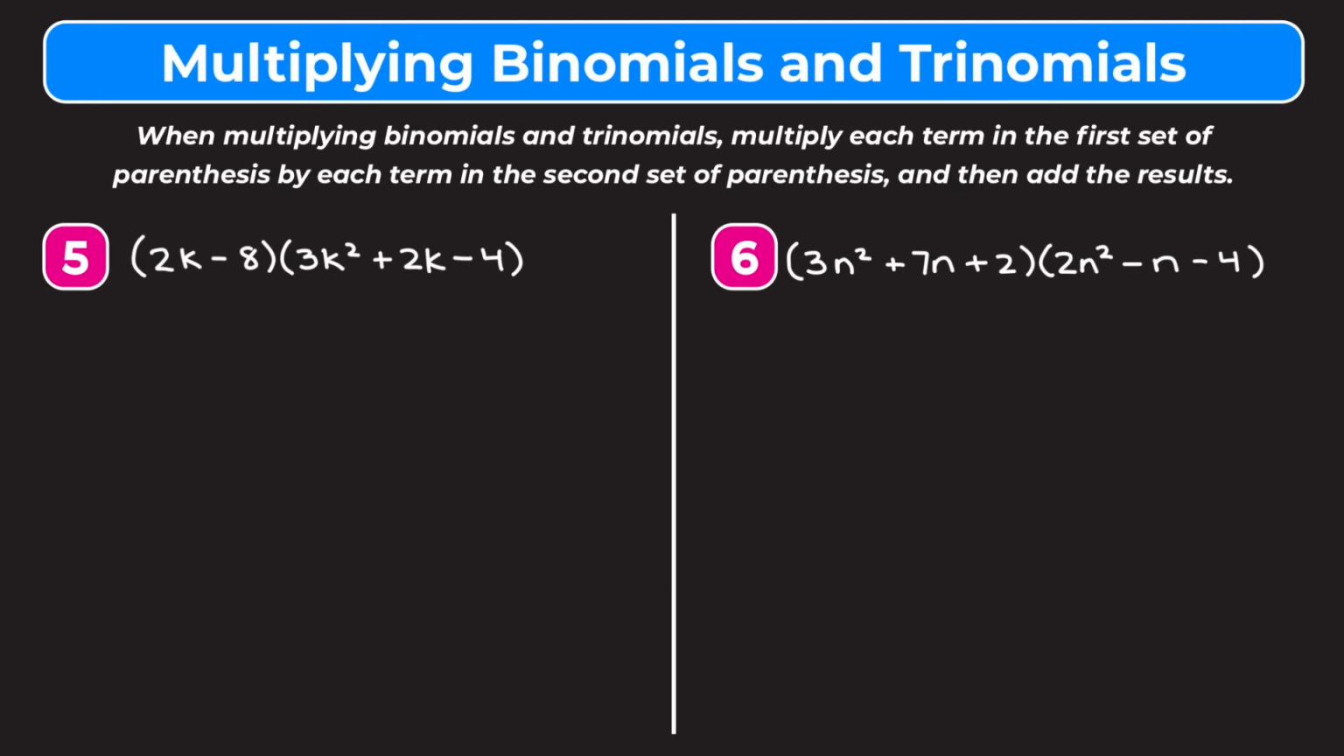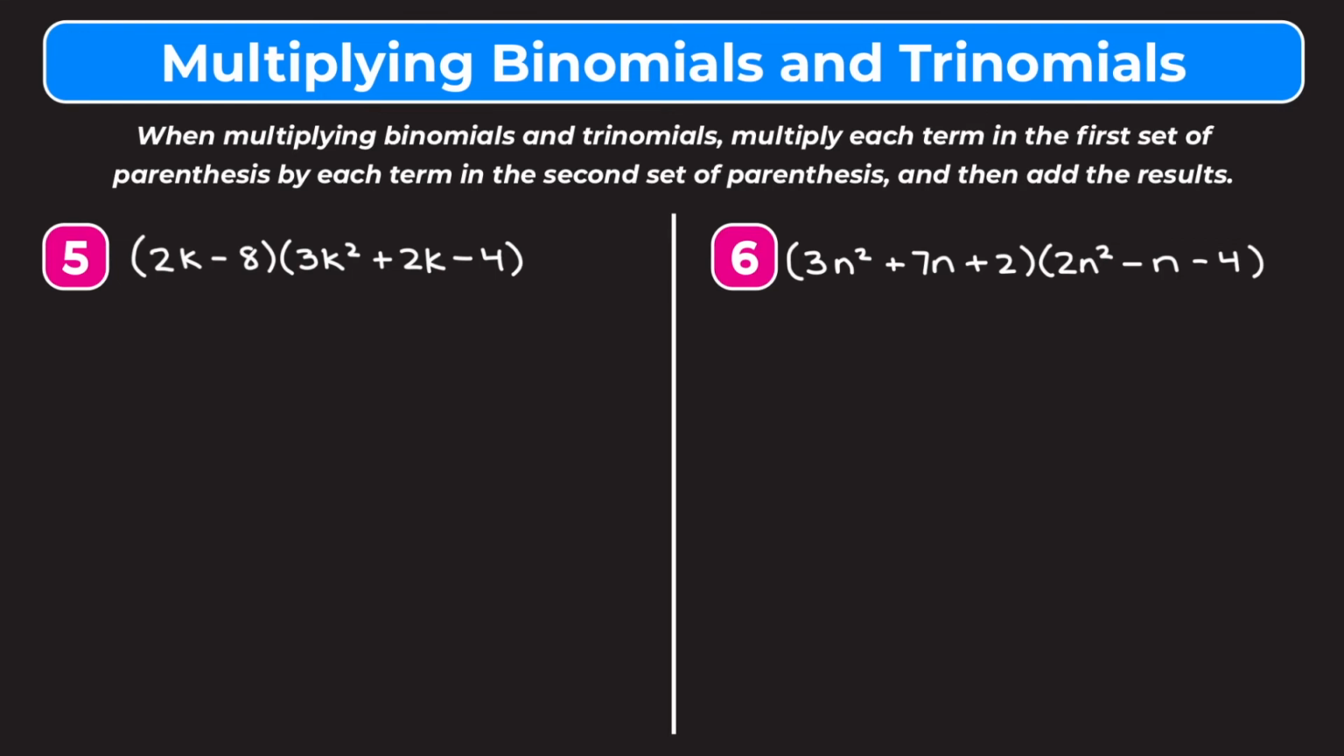Let's go through two more examples just to make sure we've got this down. For these last two examples, I encourage you guys to pause the video and try them on your own, and then you can watch me work through them to make sure you did them correctly. So number 5, we're doing a binomial by a trinomial, but this time we have some coefficients in front of our first terms in each set of parentheses. So we have a 2 and a 3 in the front.